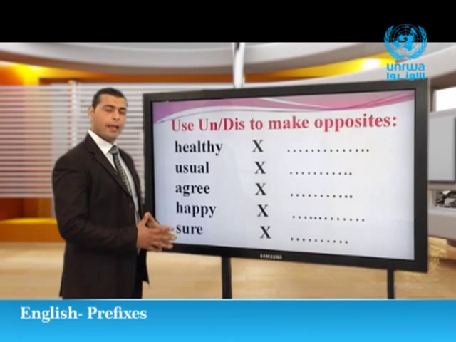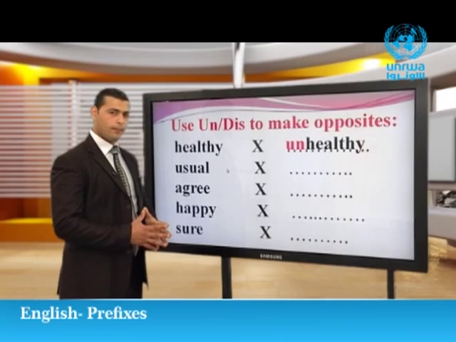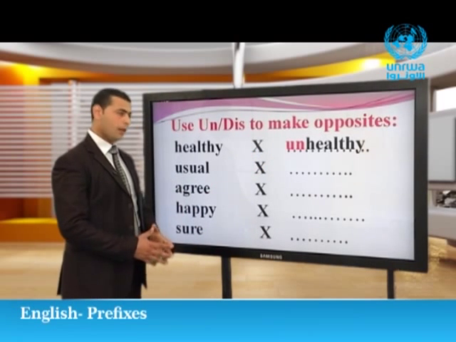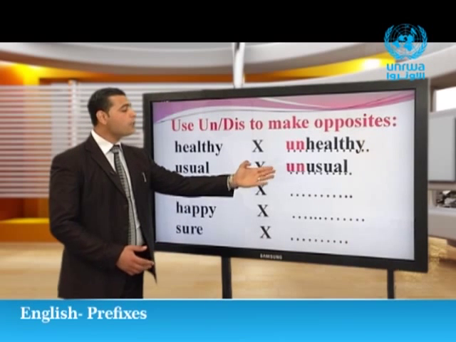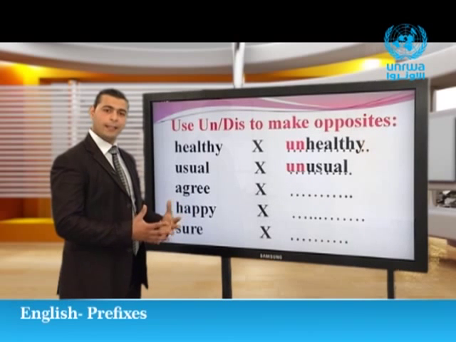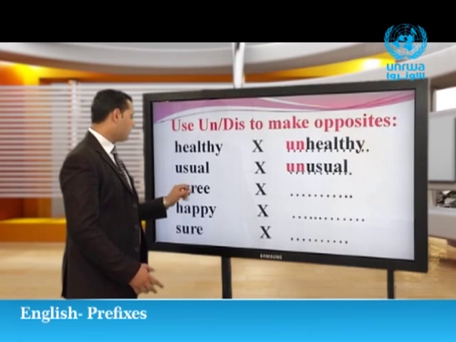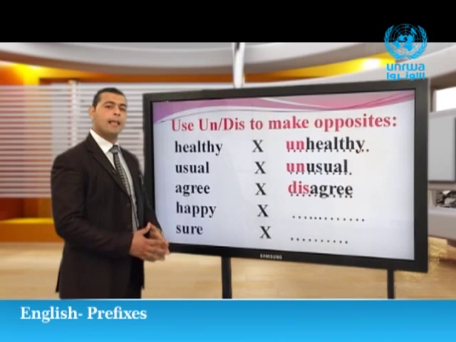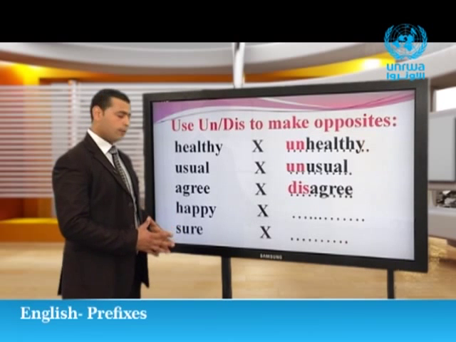Let's start with the first word. Healthy. Healthy means صحي. The opposite of this word is unhealthy. Unhealthy. We use the prefix un. What about usual? Usual, unusual. Usual معتاد, unusual غير اعتيادي أو غير معتاد. Also we use the prefix un. Agree, disagree. Agree يوافق, disagree يعارض.